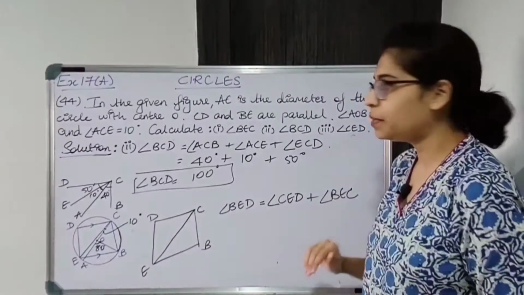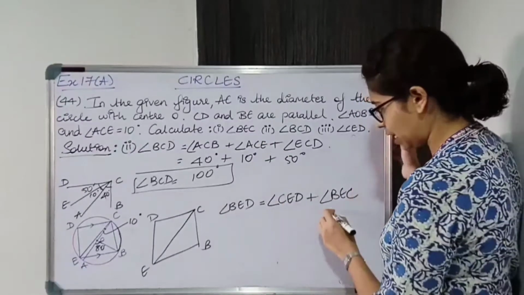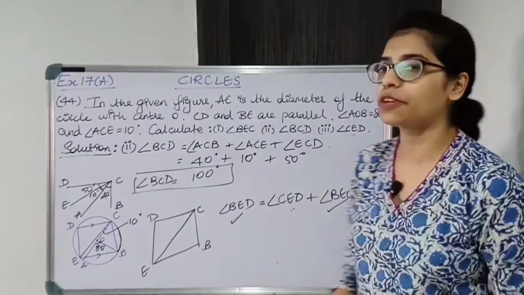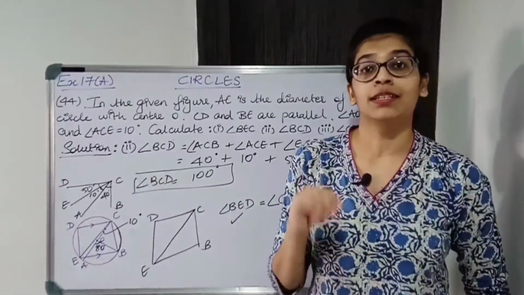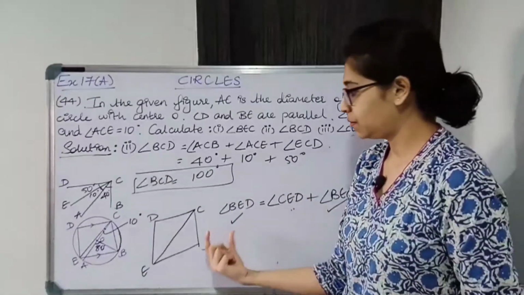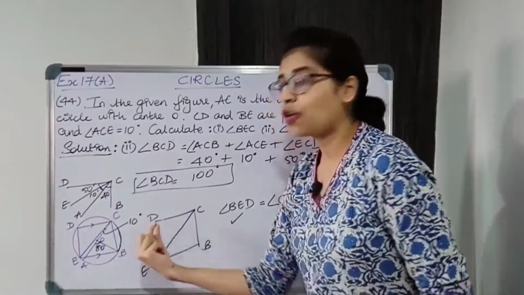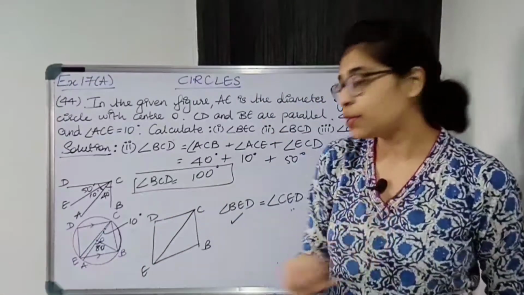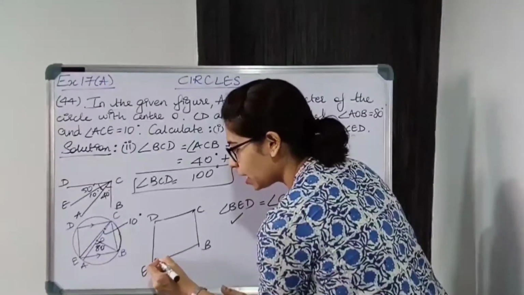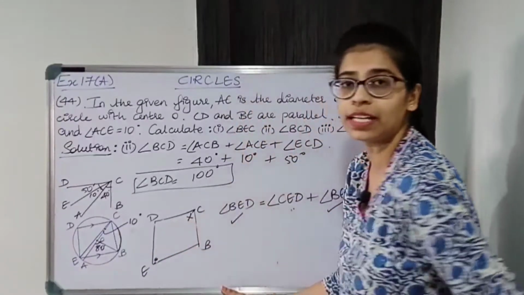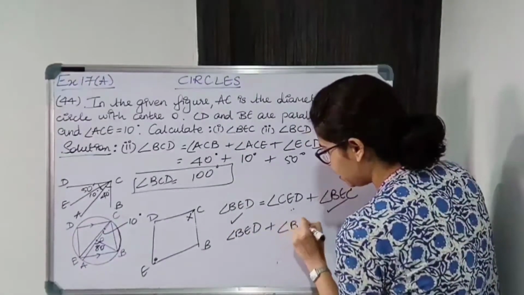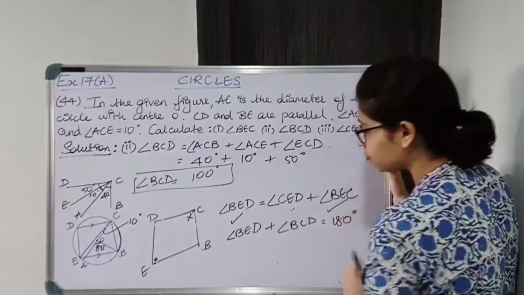Now students, I know angle BEC from first part. I know this angle. So if I can find angle BED, ये वाला angle easily मिल जाएगा. I just need to subtract angle BEC from angle BED. Now, how will I find angle BED? Opposite angles of cyclic quadrilateral are supplementary. BED, okay, ये वाला angle plus ये वाला angle is equal to 180 degrees. Angle BED plus angle BCD is equal to 180 degrees.